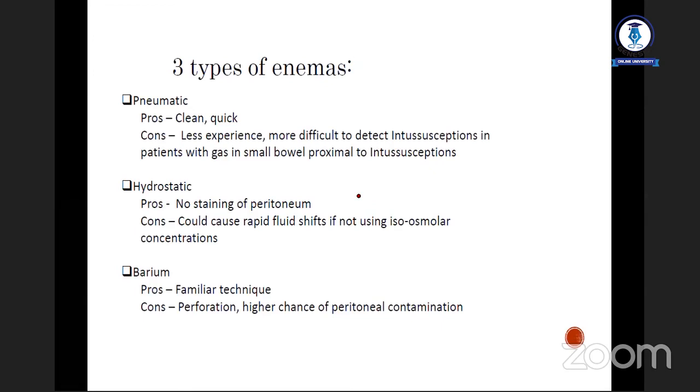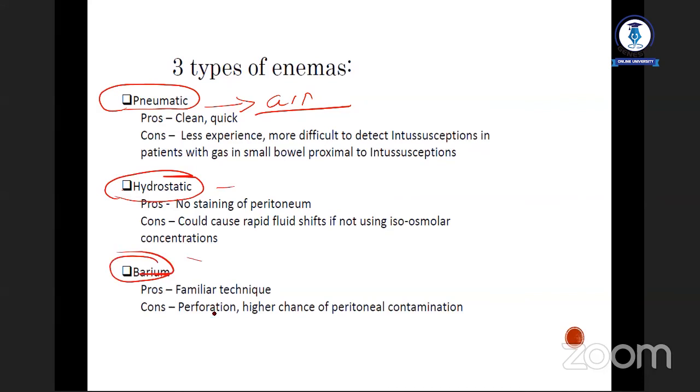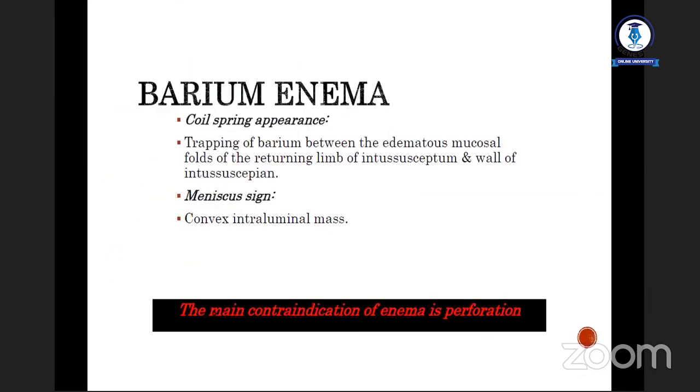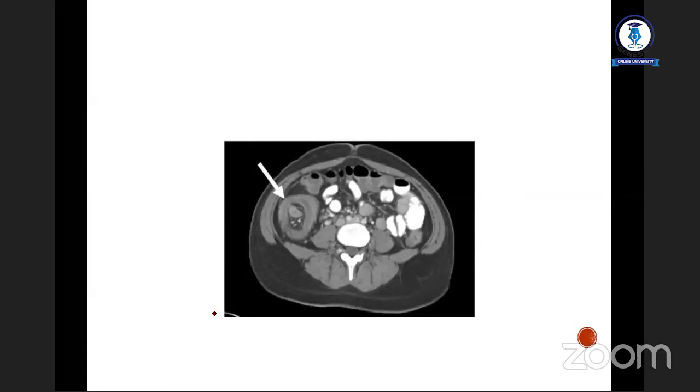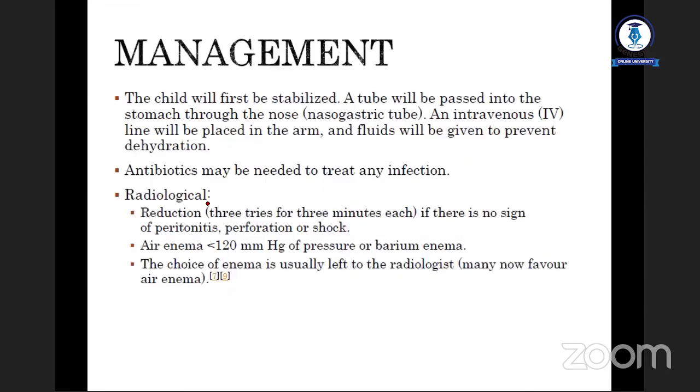Enemas, there may be pneumatic, that means air enema. This is quite safe. But remember, none of the enemas should be tried if there are signs of perforation or gangrene. Must remember this. Hydrostatic, in this case, normal saline is used. Barium can also be used, but never use it if there is a chance of perforation. These are not very important. CT scan can be done. Again, if you do a CT scan, you will see a target sign over here, something like that, or a donut sign.